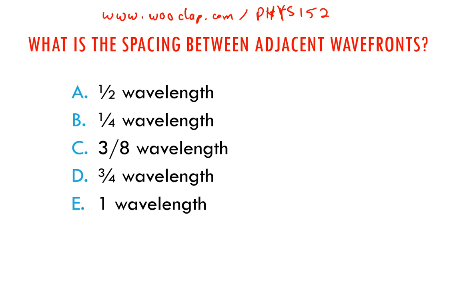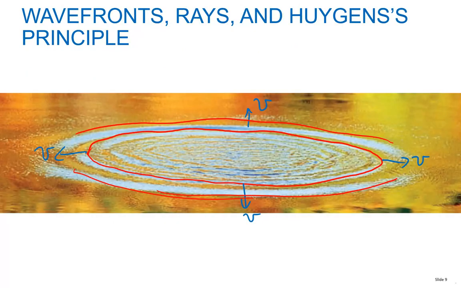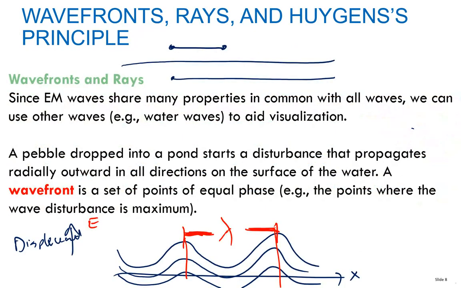Okay, we have 7 answers. All right, everyone's answered. So we had 5 people that said half a wavelength, 1 that said 1/4, 0, 0, and 4. So let's go back and look. What was the space between adjacent wavefronts? 1 wavelength. It's not going from peak to minimum. It's going from peak to peak for the wavefronts.